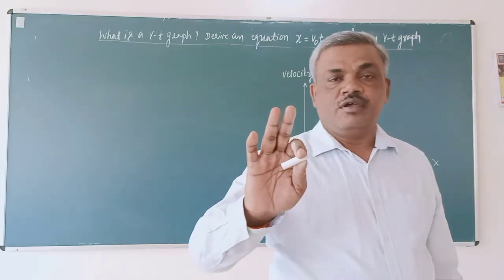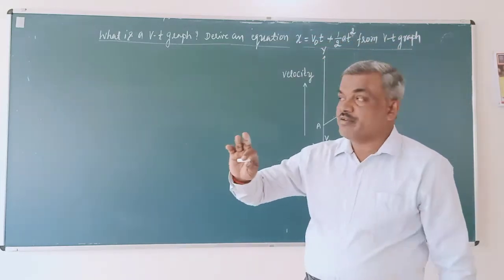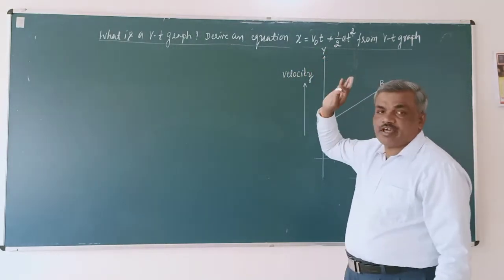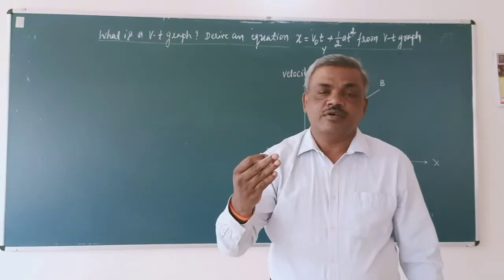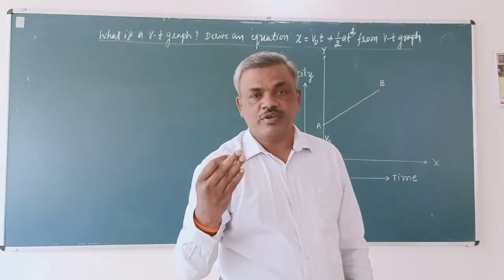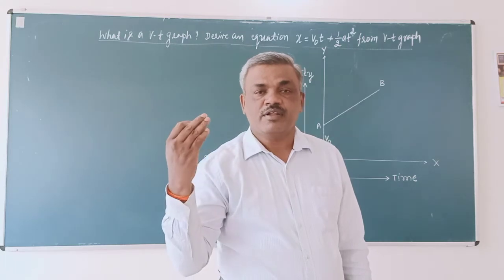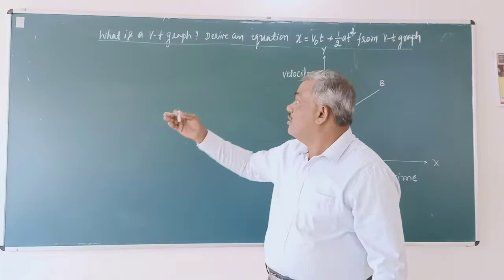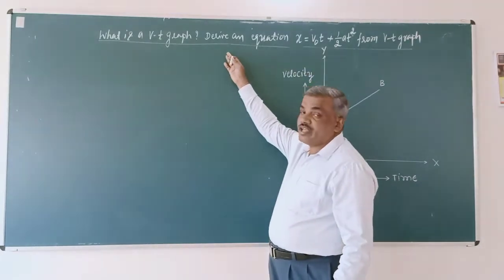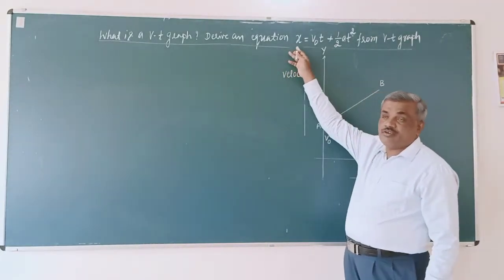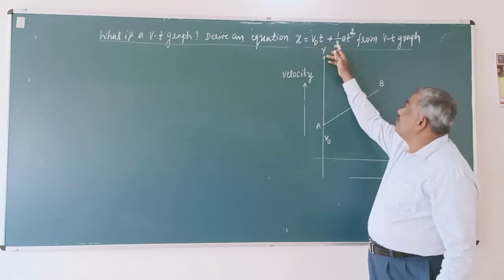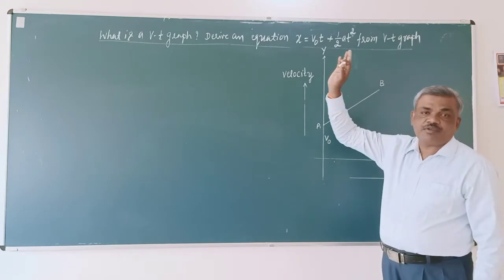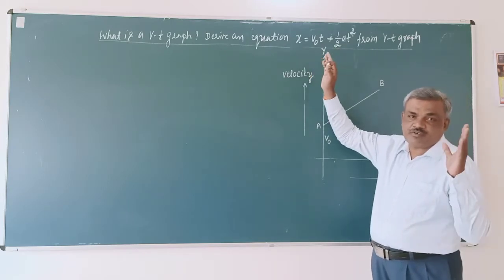Students, today in class, one more equation: x equals v naught t plus half a t square. In the previous video, we derived the equation v equals v naught plus at from the graphical method, the VT graph. So now here also, one more equation. Derive the equation x equals v naught t plus half a t square from the VT graph, the velocity-time graph. This is also a 5-mark question.